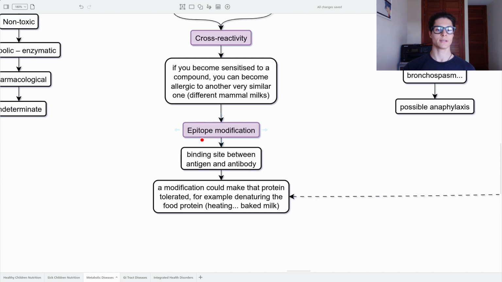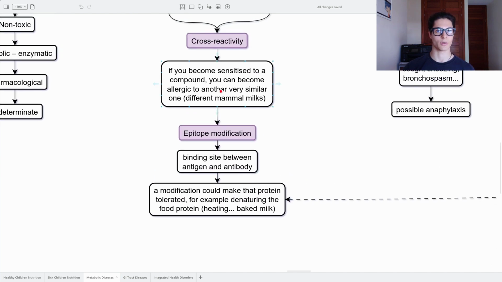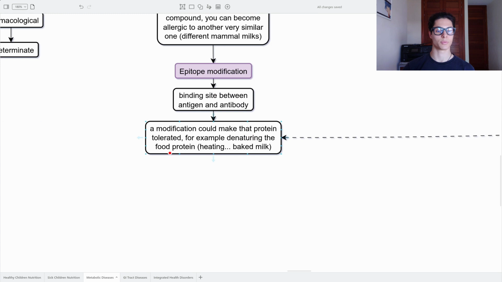And to correct this, what they are doing is the epitope modification. This is the binding site between the antigen and the antibody. And a modification could make that protein tolerated. So for example, cow's milk or goat's milk can be tolerated with this modification of the epitope. For example, denaturing the food protein is an epitope modification. Heating, for example, is a very good method.